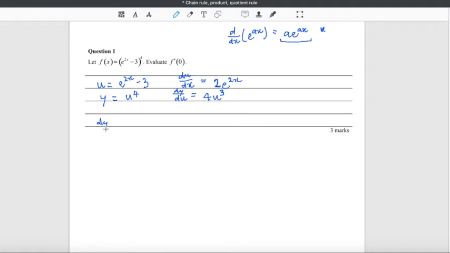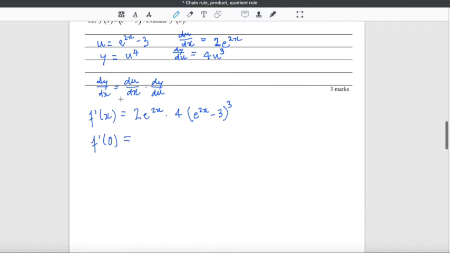Alright, again, so dy dx is equal to du dx times dy du. So following this process, it's going to be du dx, which is 2e to the 2x, times 4 times u, which is e to the 2x minus 3, all cubed. Alright, so that's f dash x. Question didn't ask for f dash x, it wanted f dash of 0, so we can't forget to substitute that in.